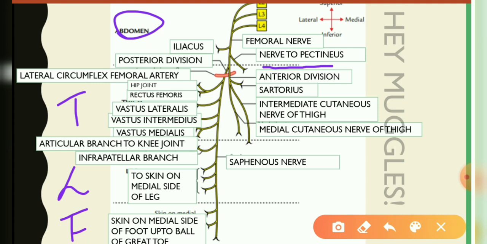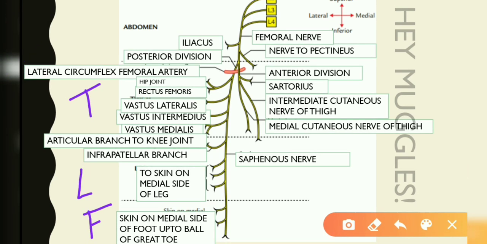Then it passes by your lateral circumflex femoral artery. Right. These divisions, the anterior division and posterior division, are then separated by your lateral circumflex femoral artery. Right. Coming to the branches of the femoral nerve in the abdomen region, it supplies your iliacus muscle and pectineus muscle.